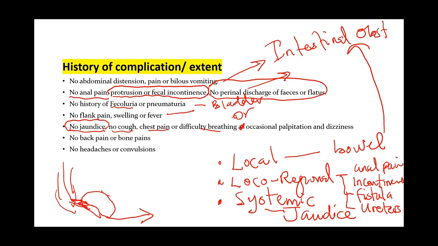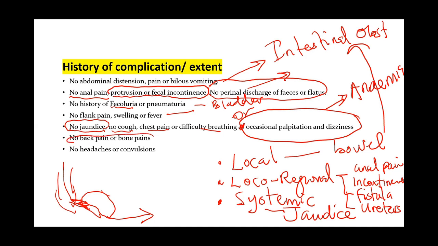Now, occasionally he has palpitation and dizziness. You can see the patient is already having what? Anemia. It's a systemic manifestation. No bone pains or back pains. So it has not metastasized to the bone, no headaches or convulsions. Now you can see the only systemic involvement this patient has is palpitation and dizziness, which is anemia, okay? So we've taken history of extent.